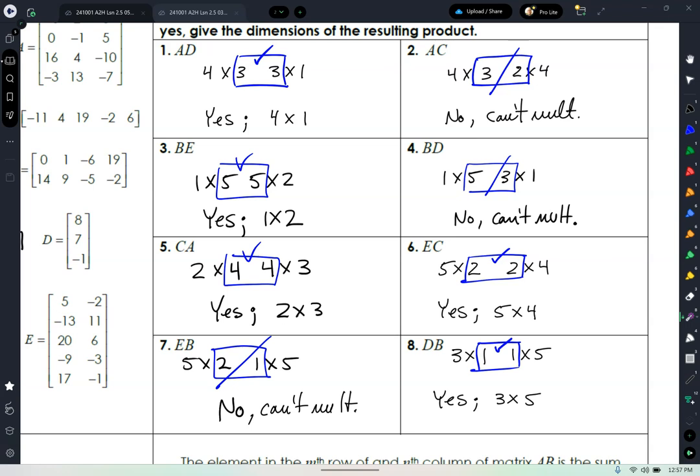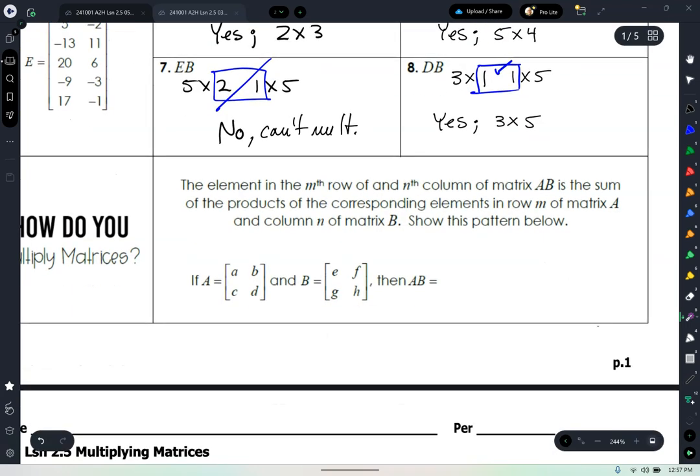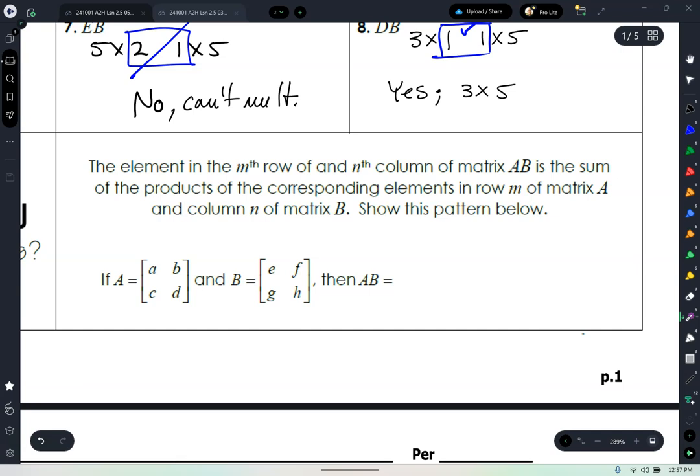Okay? So before we can multiply, we've got to see if we can multiply. And I'm going to need you to document that on your multiplication problems. Okay? All right. So let's talk about how to do some multiplying.